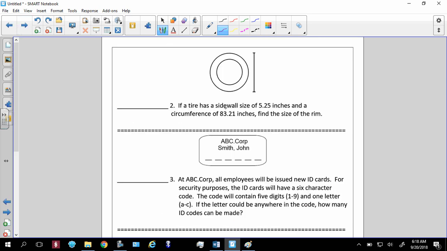All right. If a tire has a sidewall height of this, all right, here we're dividing by 3.14. So 83.21 divided by 3.14. That gives me an overall height of 26.5. Now we have a sidewall of 5.25. This sidewall is 5.25. I'm looking for my rim, so I'm just going to subtract out my two sidewalls. So that means it's 26.5 minus 5.25 minus 5.25. What I'm left with will be the rim, which would be 16 inches.